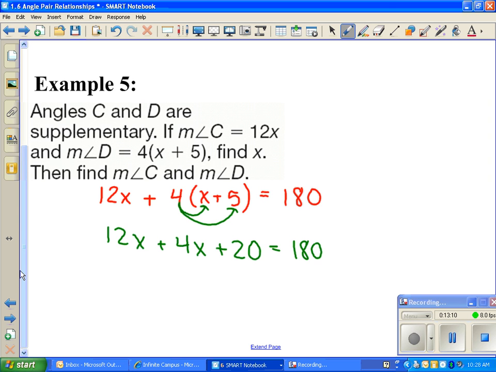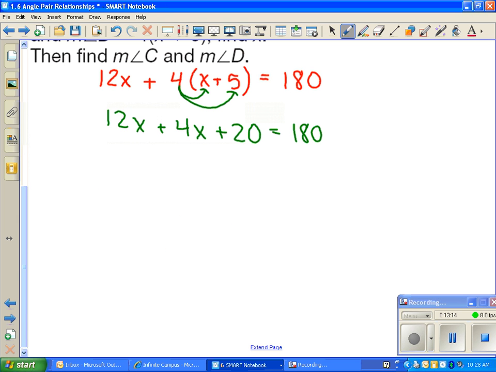Do we have any like terms? The 12x and the 4x, which gives you a total of how many x's? 16. 16x plus 20 equals 180. All right, now how do you solve for x? Subtract 20 from 180. Subtract 20 from both sides.